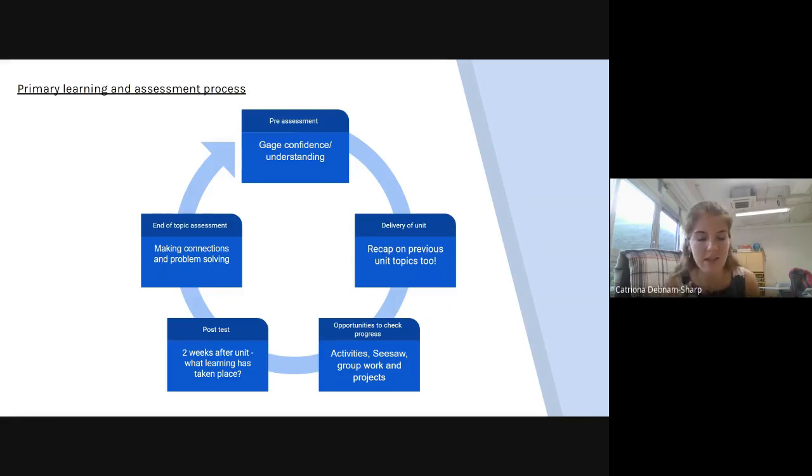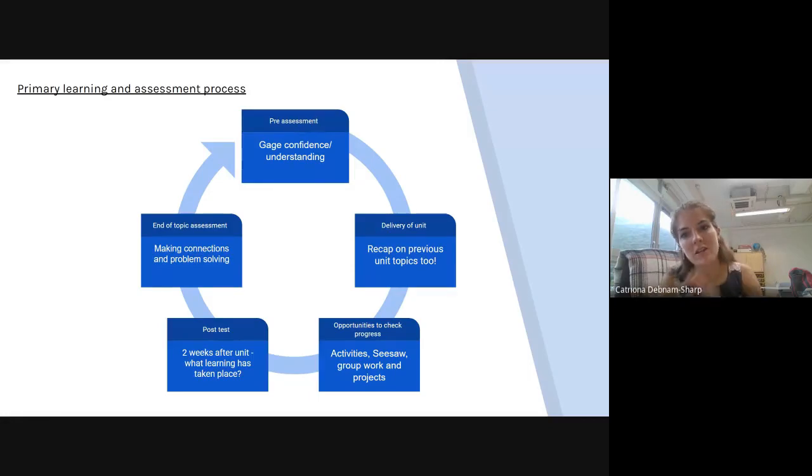Now, this is not something scary, it's not anxiety-inducing, it's just a way of checking what the children already know. So it's to gauge their confidence and their understanding. We don't normally give them much warning about this, it's just something that we do, say, show us what you know. And this year, we're trying to make the activities more fun and look less like a test.